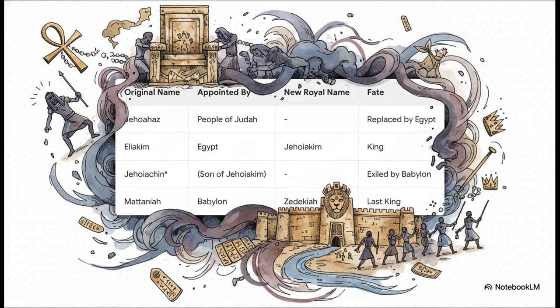The people of Judah choose one of Josiah's sons, Jehoahaz, but then Egypt marches in, yanks him off the throne, and installs his brother, Eliakim. And they even change his name to Jehoiakim. Then, after he dies, his son gets hauled off to exile by Babylon, who then puts another one of Josiah's sons, Mattaniah, on the throne and changes his name to Zedekiah. It's this dizzying game of musical thrones, and the chronicler uses the genealogy to show us the pure chaos that led to the kingdom's final collapse.